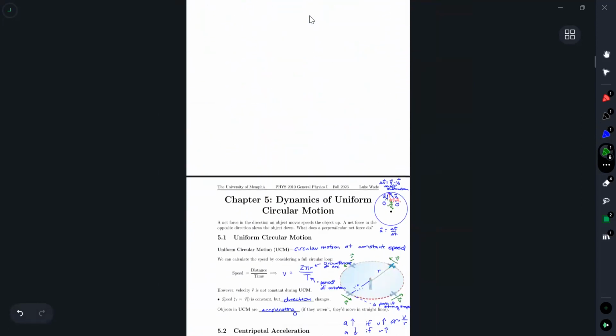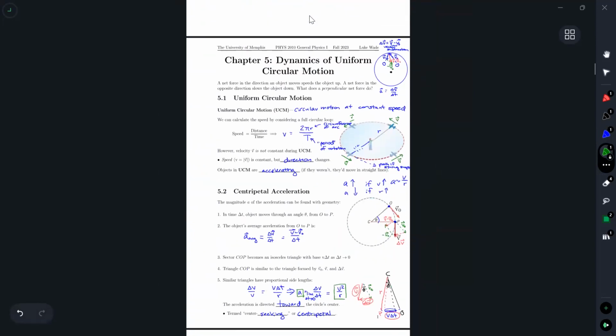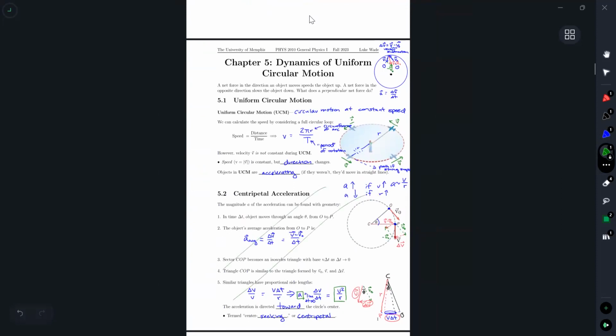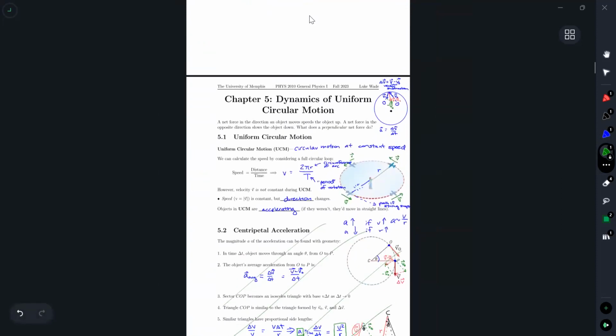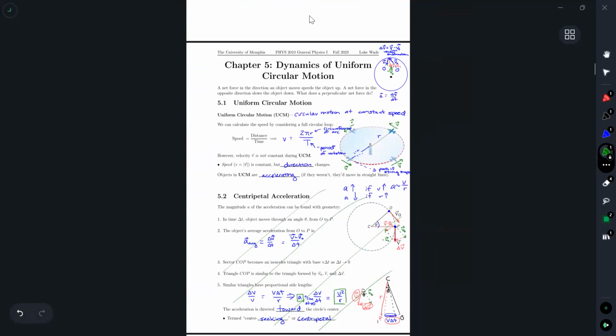Okay, so I said those examples are good. Then we're on to chapter 5. You don't need to know how we derive centripetal acceleration. It is good to know this stuff, this velocity thing, right? It trips everyone up every time, and for good reason.